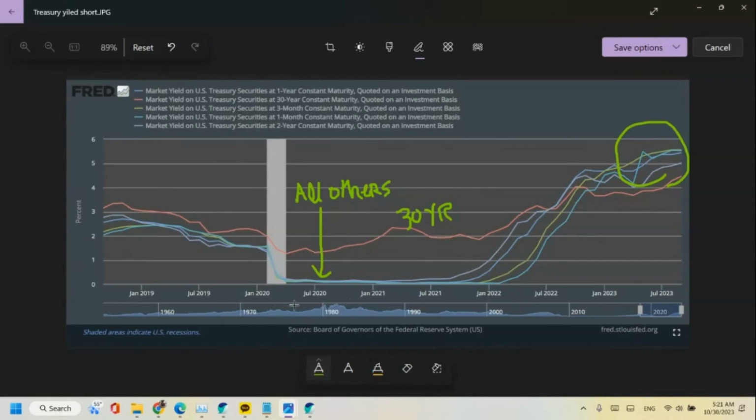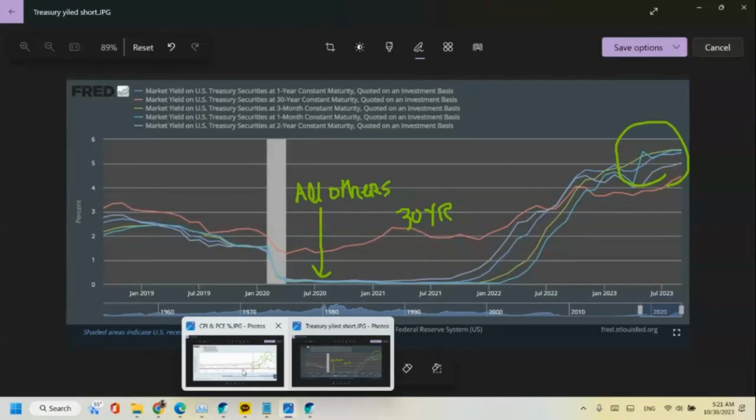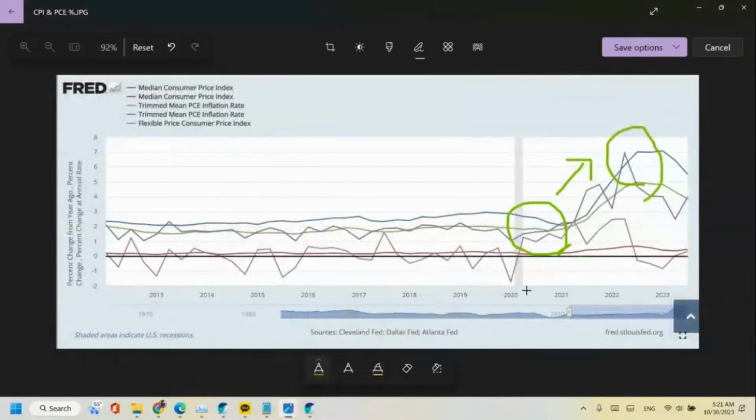So these are Treasury yields, short-term. All other Treasury yields other than 30-year were near 0%. And the inflation back then, between 2020 and 2021, was generally at around 2% or 1% range.